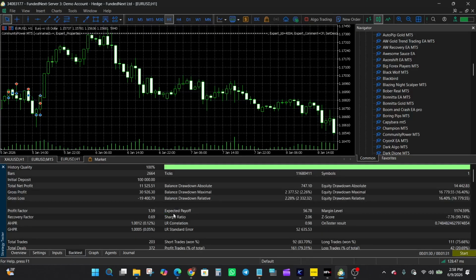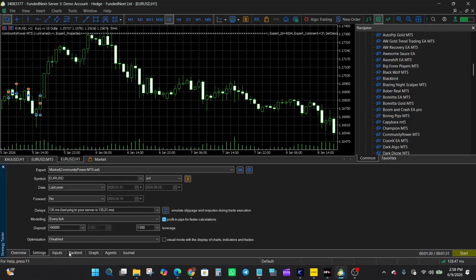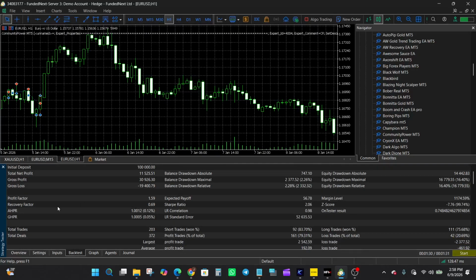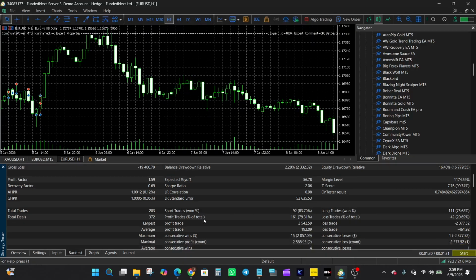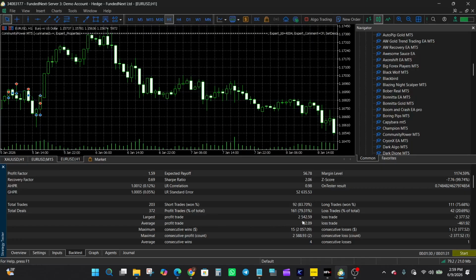So looking at the backtest results, from an initial deposit of $100,000, the total net profit was 11,525.51. And we can see that 203 trades were taken, short trades were 92 with an 83.7% win rate, long trades were 111 with a 75.68% win rate, and the largest profit was 2,542.59. Largest loss was 2,377.52. The average profit 192.09, average loss 461.92.